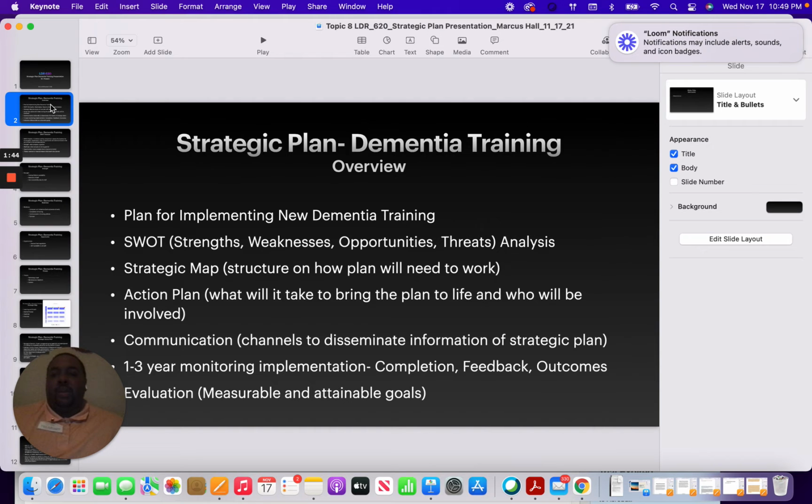We also will look at a 1 to 3 year monitoring of the implementation through completion, feedback, completion of the dementia training itself, feedback, and outcomes related to resident outcomes. Then, after it's complete, we would also evaluate those measurable and attainable goals, something that is definitely achievable.